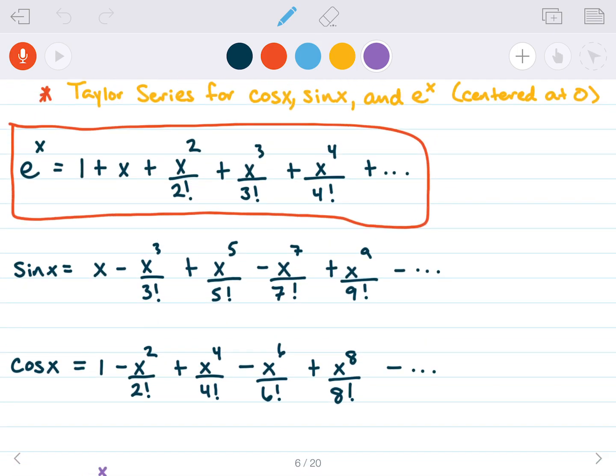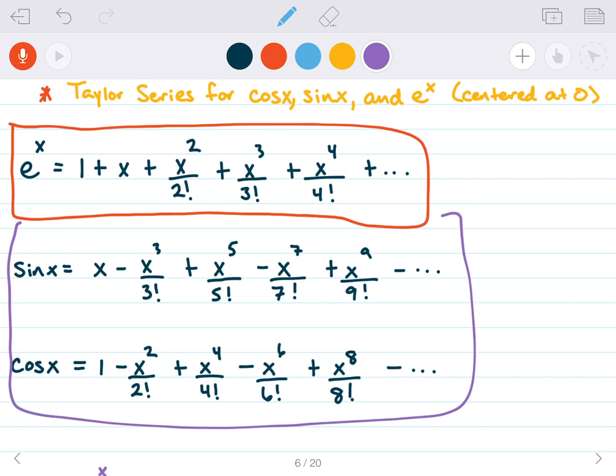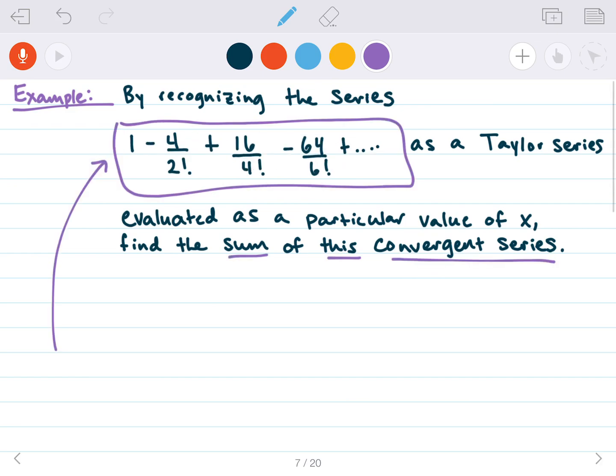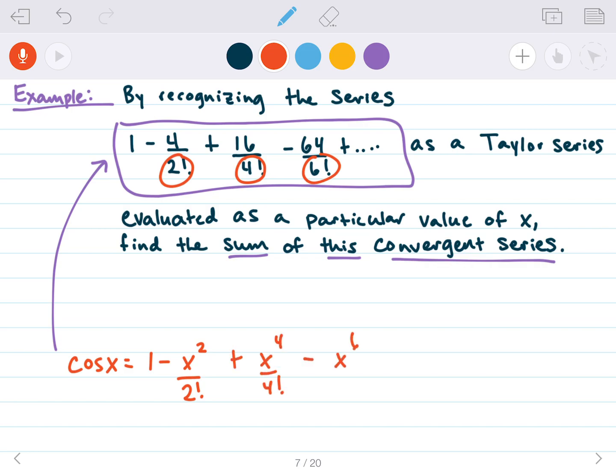Which of these three series most resemble the one that we have? Well, what you should notice is the factorials, right? We have 2 factorial over 4 factorial, 6 factorial, etc. And this looks very closely like cosine of x. So we have cosine of x. The Taylor series for that is 1 minus x squared over 2 factorial plus x to the 4 over 4 factorial minus x to the 6 over 6 factorial plus dot, dot, dot. So that looks very similar to what we have here.